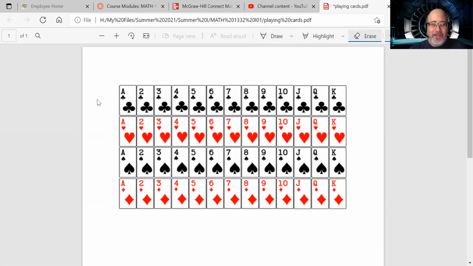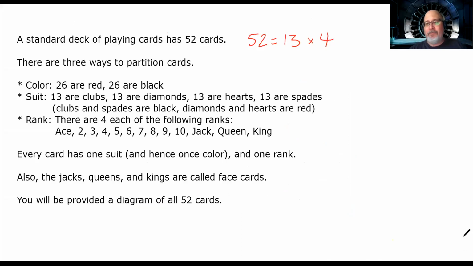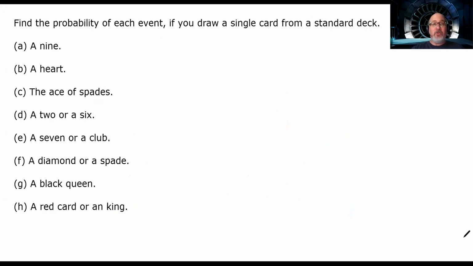All right, so let's take a look at some probability questions. If I can find the whiteboard, there it is. Remember, all of these have 52 cards, so it's going to be out of 52 because we don't do conditional probability in this class. Find the probability of each event if you draw a single card from a standard deck.